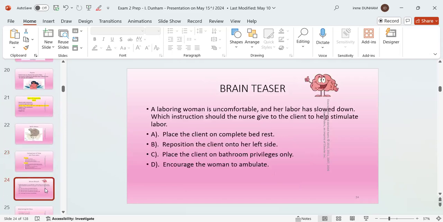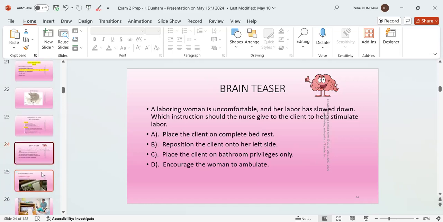Okay, so how about a brain teaser? A laboring woman is uncomfortable, and her labor has slowed down. All right. So which instructions should the nurse give to the client to help stimulate her labor? D. Yeah, encourage that woman to what? To walk around, to ambulate. And that's how those questions are asked. Okay.